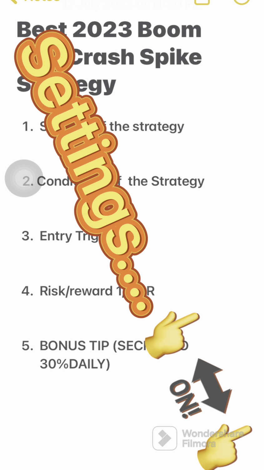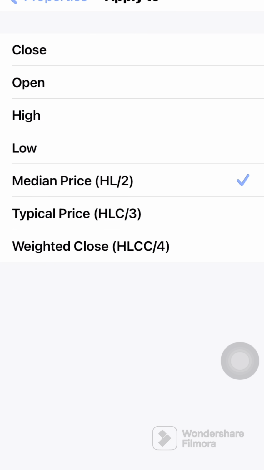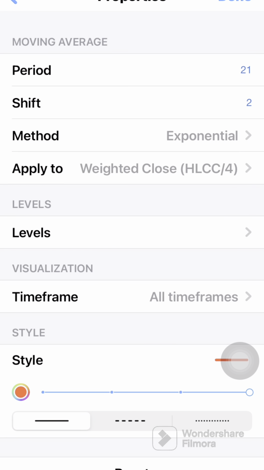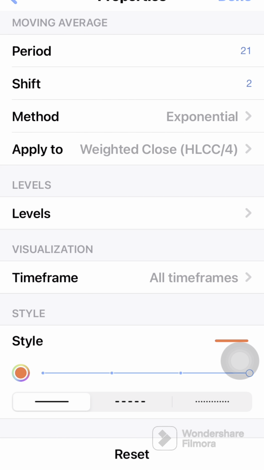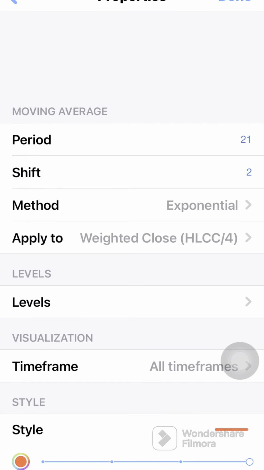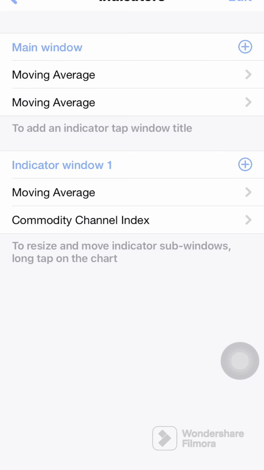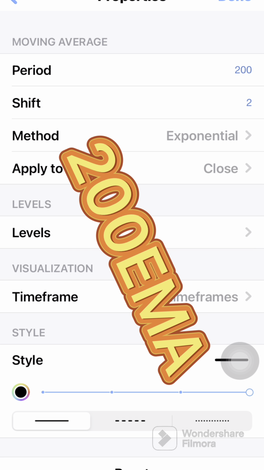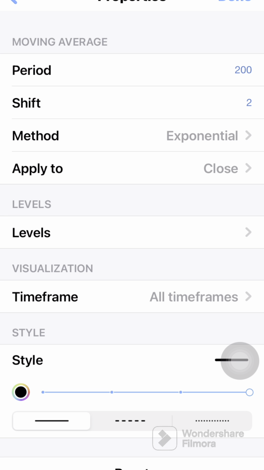So let's give you the full settings now. For the moving average, we have period 21, shift 2, method exponential, applied to weighted close HLCC/4. Time frame, all time frames, style red. Then the second moving average is the 200 exponential moving average, which is the best moving average used to determine the long-term trades for some swings of some markets.